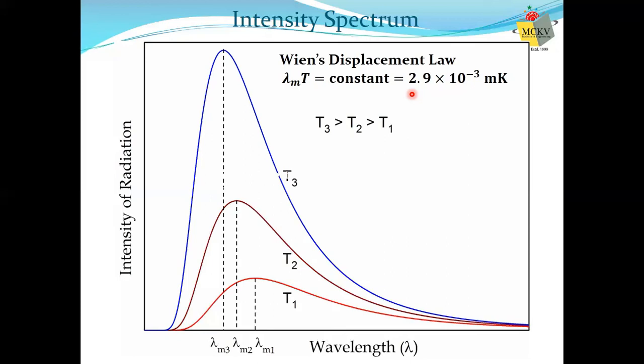So if we heat a black body at a certain temperature, and if it is possible to estimate the wavelength corresponding to the maximum intensity of light coming out of that body, then from this Wien's displacement law, we can estimate the temperature of that body.